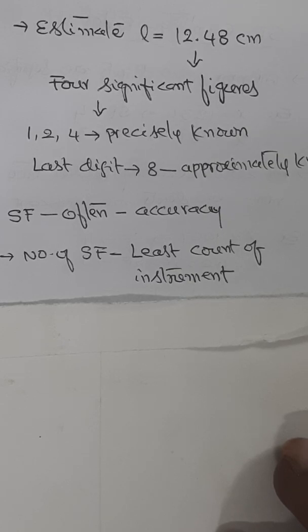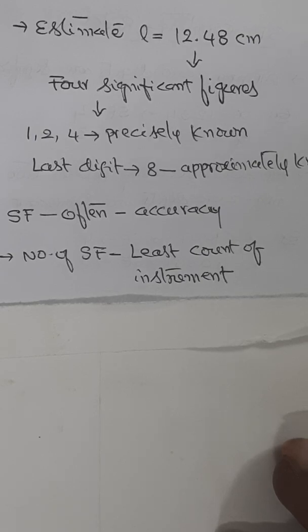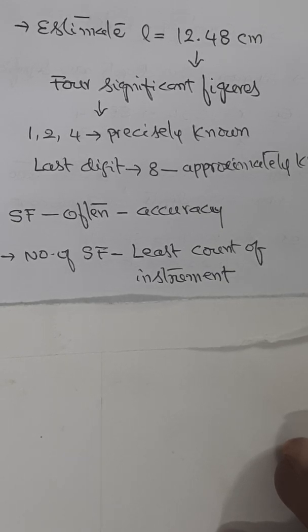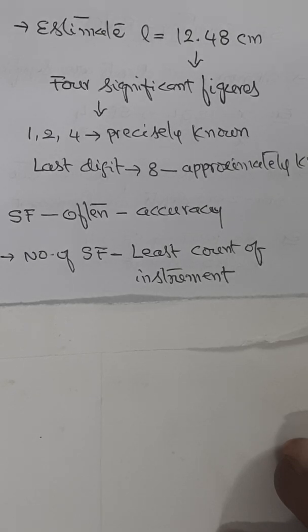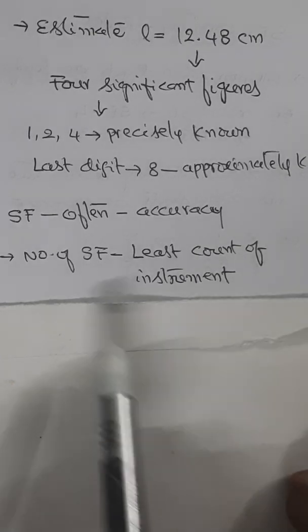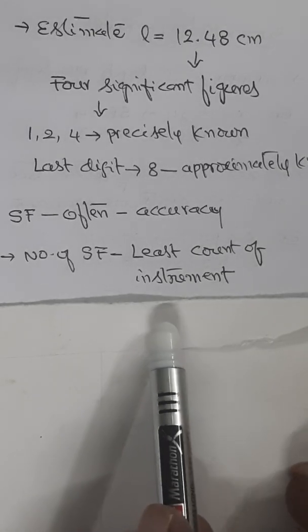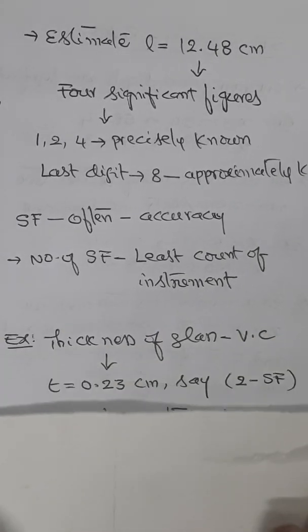For example, you take a meter scale. In a scale, what is the lowest possible value that can accurately be measured? 1 centimeter only. So 1 centimeter is the least count of the scale. So least count is the lowest accurate possible value that can be measured with that instrument. So significant figures depend on the least count of the instrument.